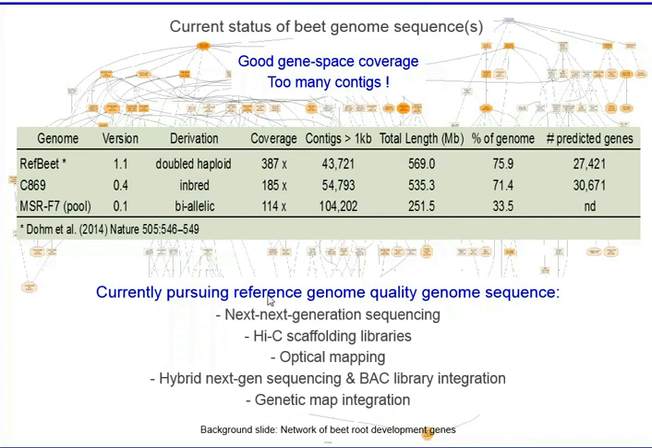But we're currently pursuing a reference quality genome using next generation sequencing scaffolding libraries that are slightly different, using optical mapping, using a hybrid approach with next-gen sequencing and BAC libraries pooling, and then also the genetic maps. And what, in essence, we'd like to do is use all this information. In the background, you can see that it's a network. This is an example of a network of beetroot development, showing which genes are interacting with other genes and the strengths of their interactions.